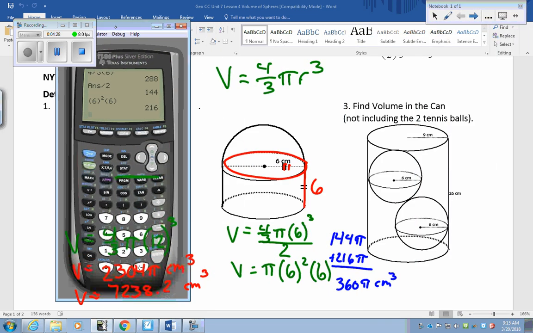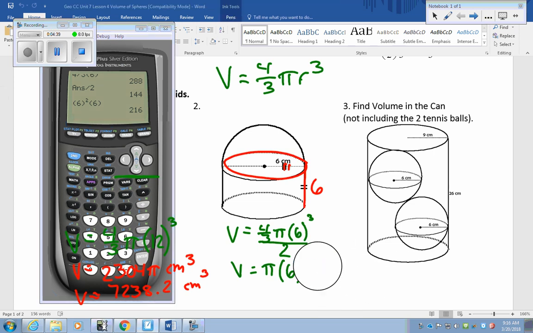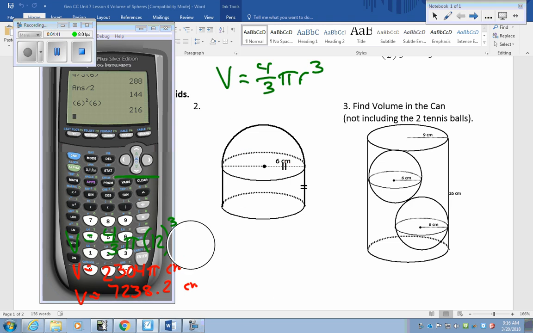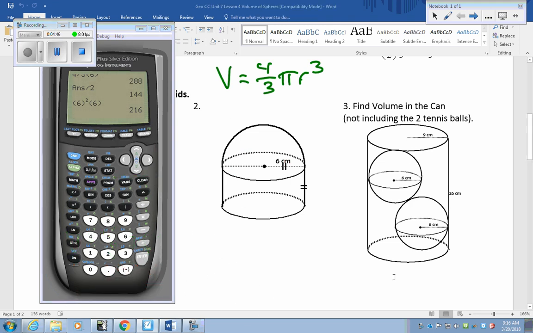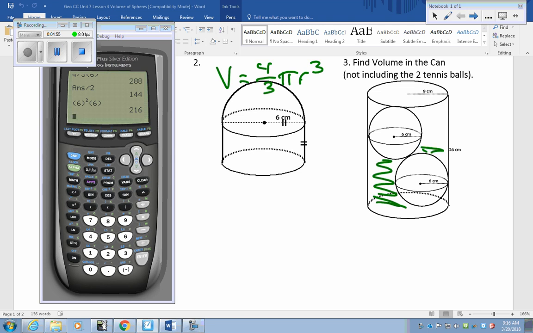Now the last one we're going to look at, number 3, it says a volume in a can, and it said not including the tennis balls. So I'm going to erase some of the work I just did for 1 and 2, so I got some space to work for 3. What we're going to have to do for 3, I'm going to move that up so I have a little more space. We're going to have to find the volume of that cylinder. We have all this space inside. I'm coloring in right now. We got all this space inside the cylinder that we need to find the volume for.